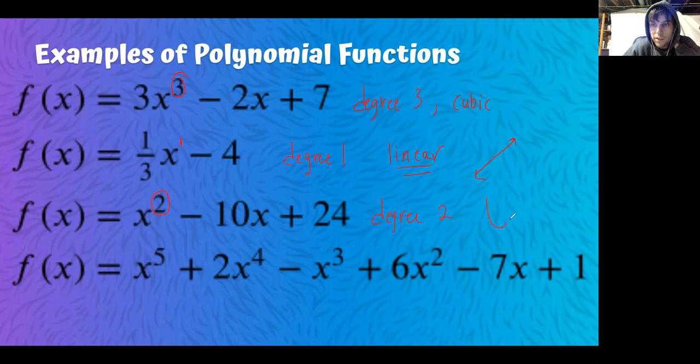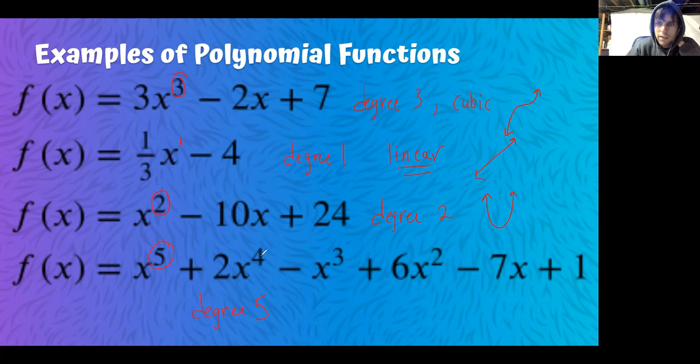Remember, quadratics make parabolas, so we're going to be looking at a lot of parabolas today. I didn't say what cubics make. They make this kind of squiggly graph, something like that, with two curves to them. And then here is a 5th degree polynomial, or degree 5.